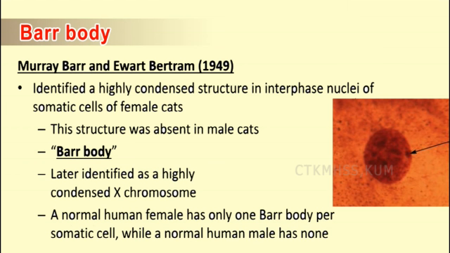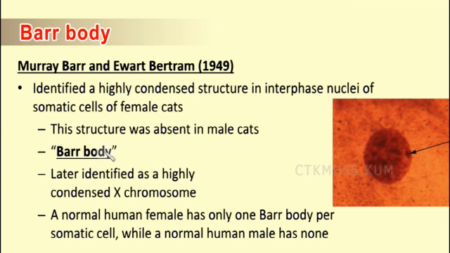Now we will learn about dosage compensation and the Barr body. What is a Barr body? Who discovered it? Murray Barr and Everett Bertram, in the year 1949, identified a highly condensed structure in interphase nuclei of somatic cells of female cats. Somatic cells means body cells. So in the female cats they found a highly condensed structure, and they called this the Barr body.